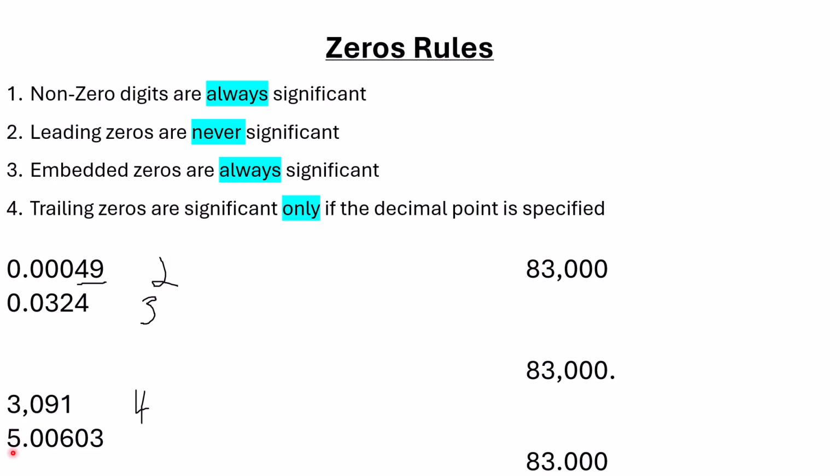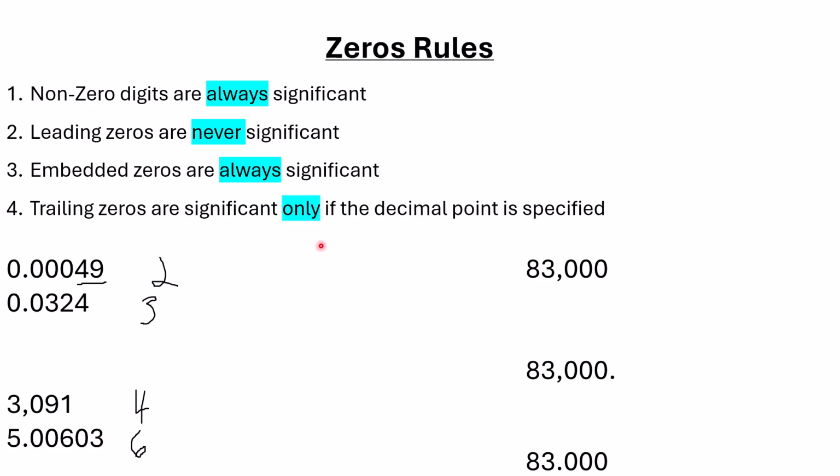Example number 4 is 5.00603. We have 3 non-zero digits and 3 zero digits, but these zeros are embedded or sandwiched between the 5 and 6 and the 6 and 3, leaving us with 6 total significant figures for this example.